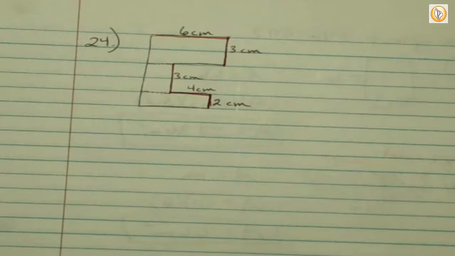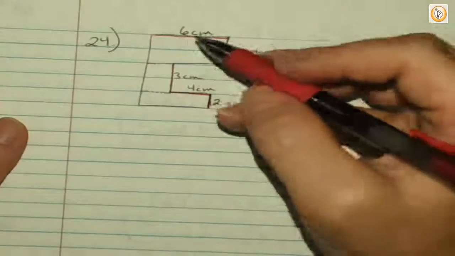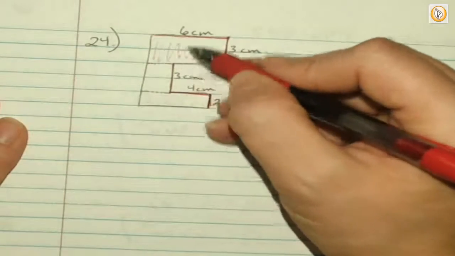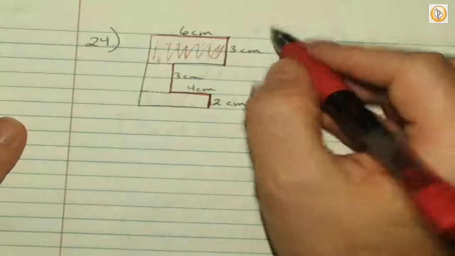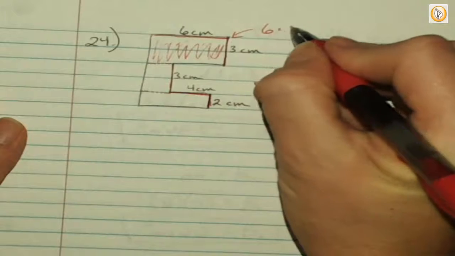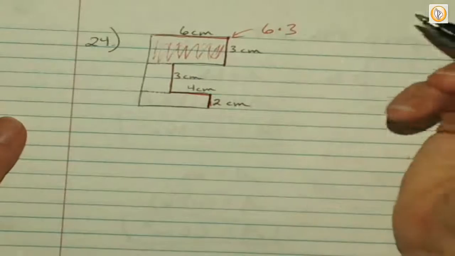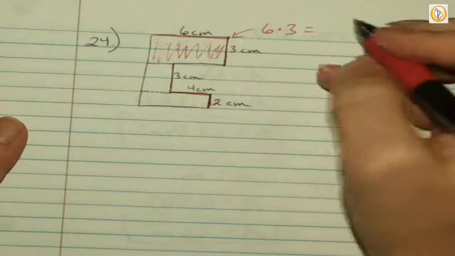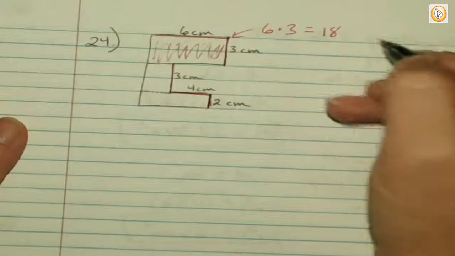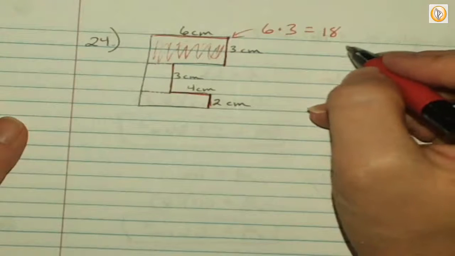Okay, so question. Let's start filling in the missing places. Can we easily figure out the area for this rectangle right here? How would I do that? 6 times 3. All right, so this right here, this piece would be 6 times 3. That whole length times width or base times height. What do you get? 18. All right, so that's 18.